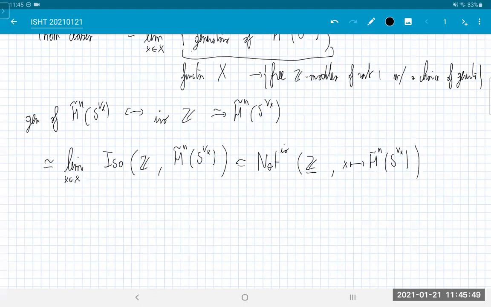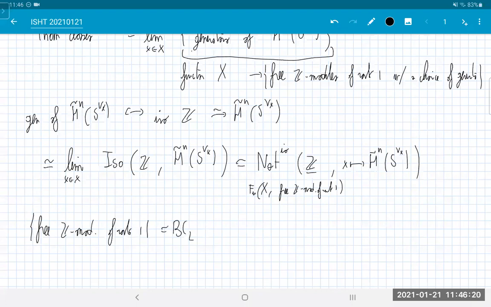Okay, now, what's the point? The point is that the category is a natural isomorphism in the category of functors from X to BC2, to free Z modules of rank 1. And the category of free Z modules of rank 1 is just equivalent to BC2. You have only one possible object and C2 as automorphisms.